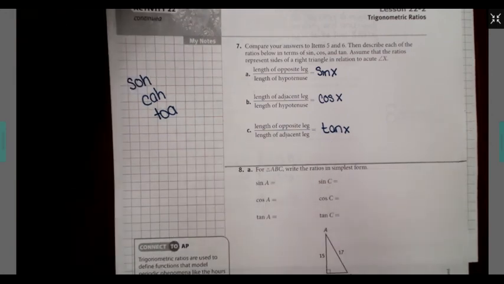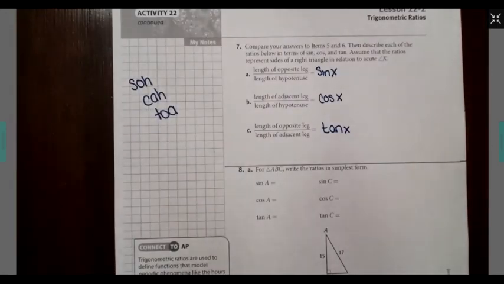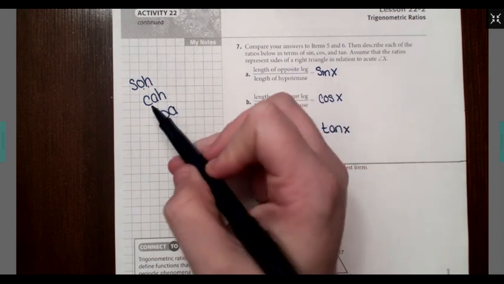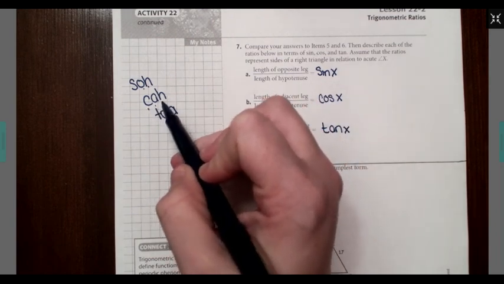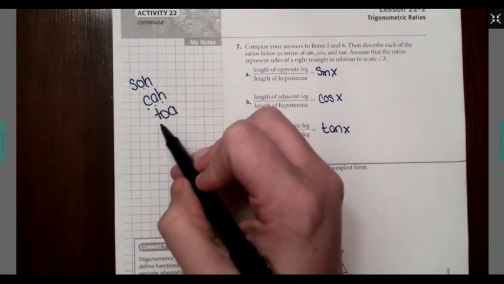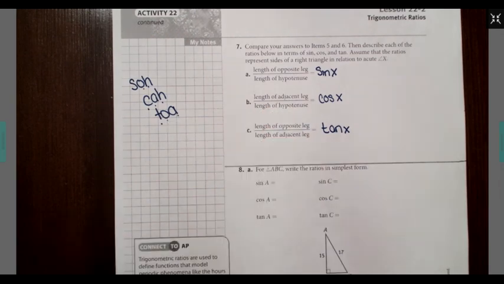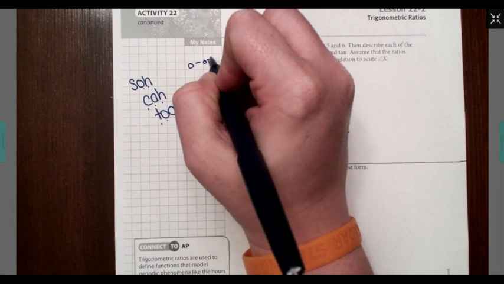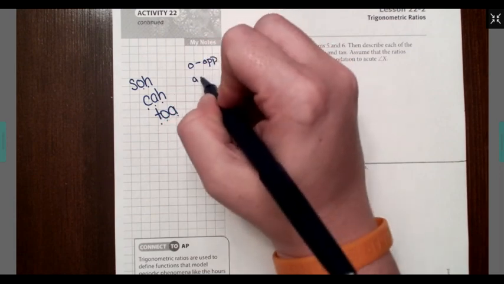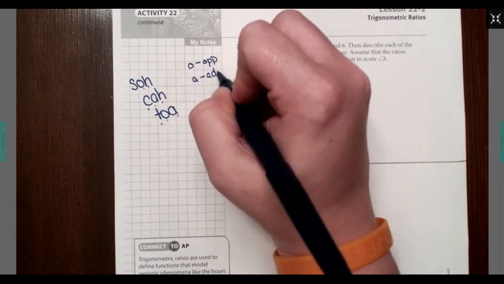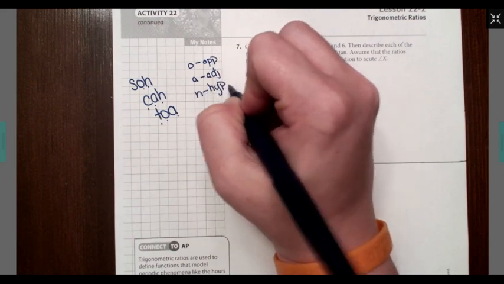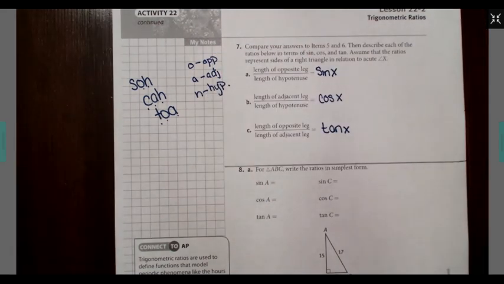And I wrote this off to the side: SOHCAHTOA. Sine, opposite over hypotenuse. Cosine, adjacent over hypotenuse. Tangent, opposite over adjacent. So the O's represent opposite, the A's represent adjacent, and the H's represent your hypotenuse. On to the wrap up of this lesson.